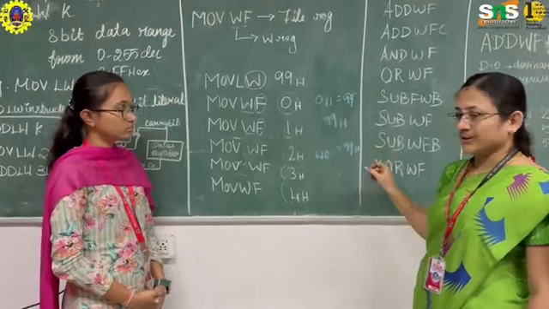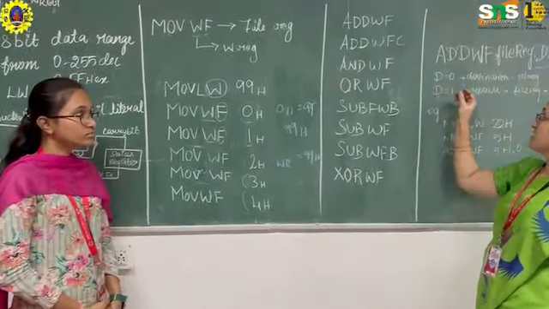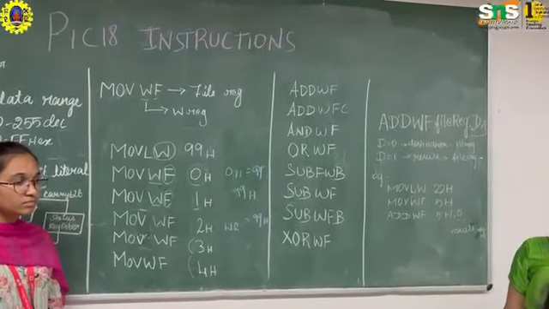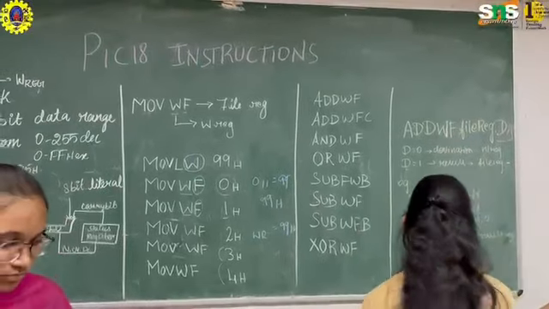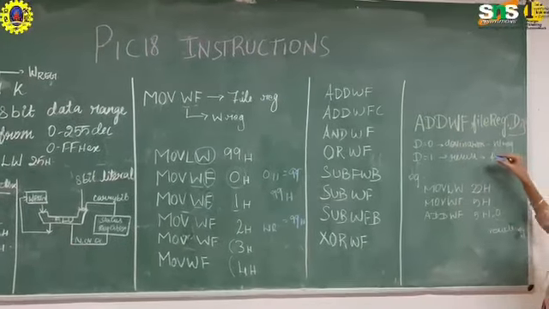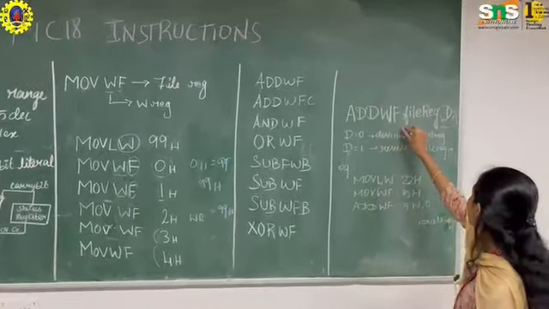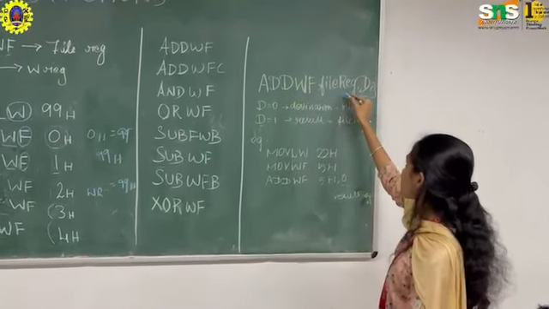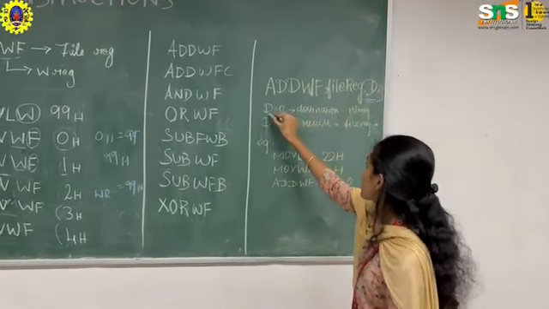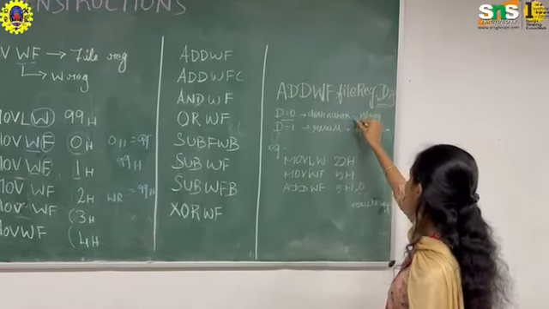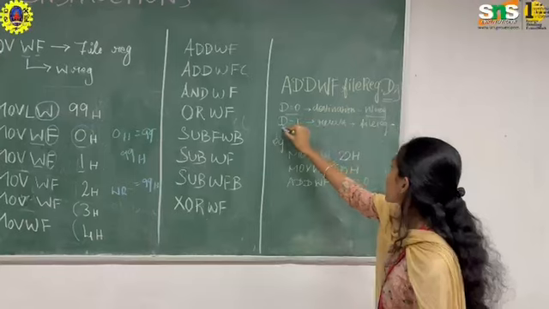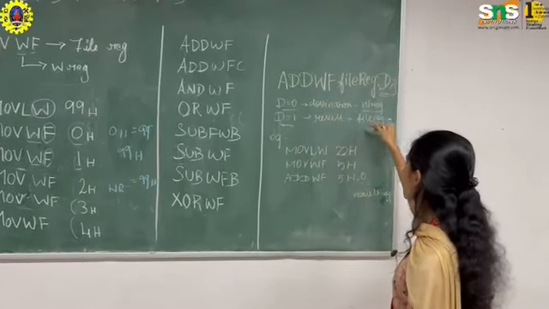Following this, the next instruction is addition with the file register. Can you explain the addition with the file register? Here ADDWF file register, D. D is the destination bit and the file register refers to the operand. When D is equal to 0, the result will be stored in the work register. When D is equal to 1, the result will be stored in the file register.